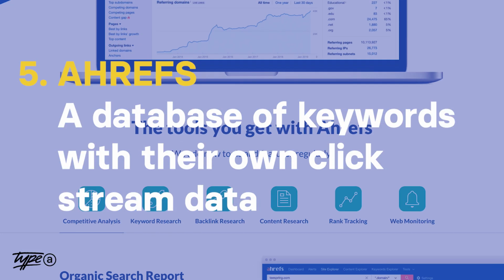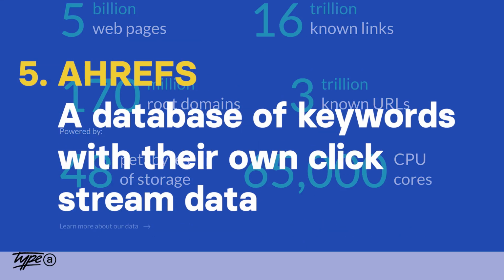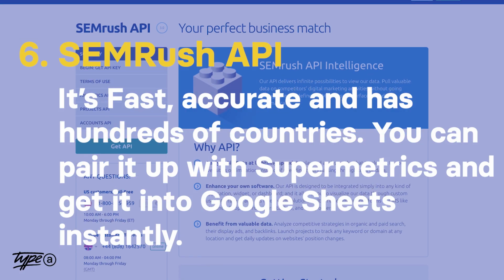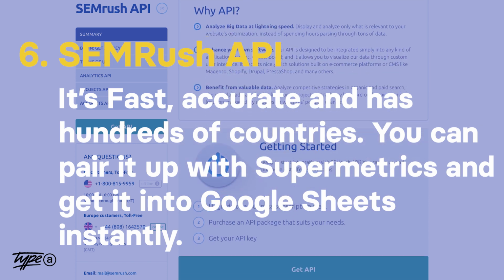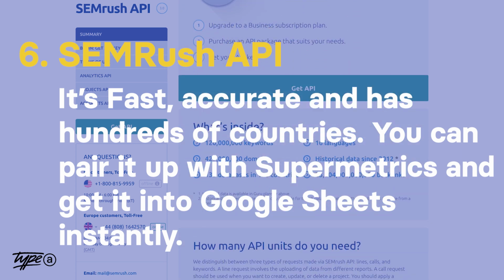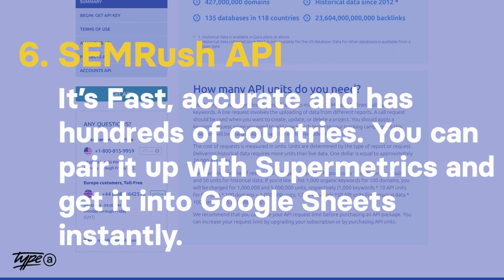You then get Ahrefs, which is a kind of supercharged database, and they've got their own clickstream data. And then finally, our weapon of choice, the SEMrush API. It's fast, it's accurate, and it's got hundreds of countries. Pair it up with Supermetrics, and it goes straight into Google Sheets instantly.